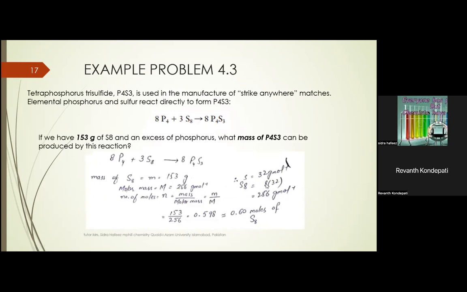Another problem. Tetraphosphorus trisulfide, P4S3, is used in the manufacture of matchboxes. So elemental phosphorus and sulfur react directly to form P4S3. 8P4 plus 3S8 changed into 8P4S3. Now the balanced chemical equation is given by this example problem.